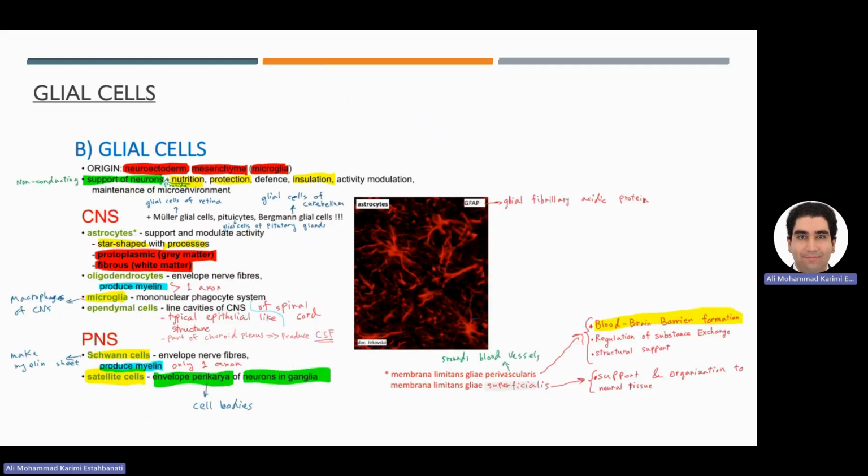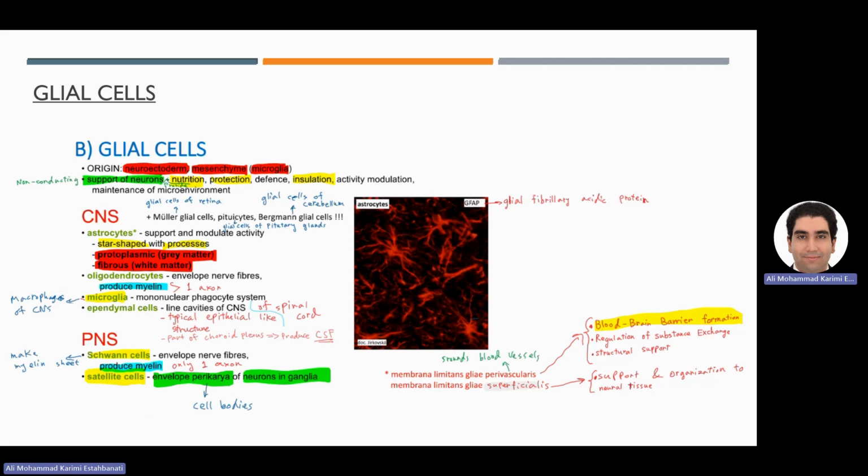Now, we go to glial cells. Glial cells, as we mentioned, they are supporting cells, meaning that they're going to support the neurons in terms of providing nutrition, insulation, protection. However, unlike neurons, they're not conducting cells, so they're non-conducting.